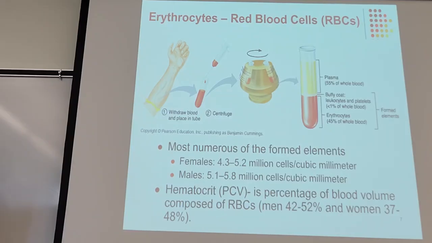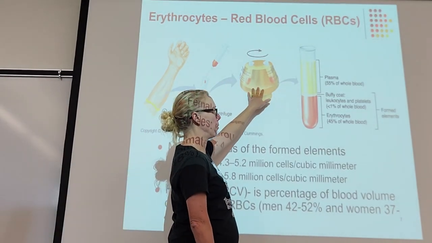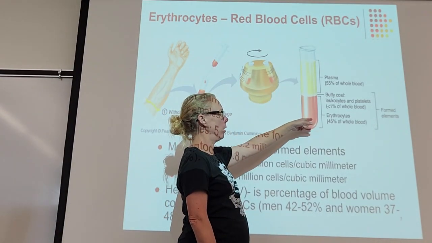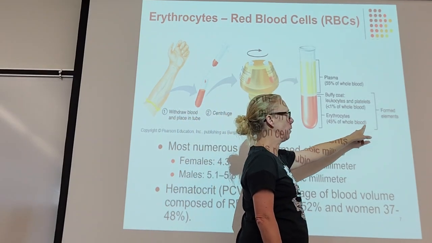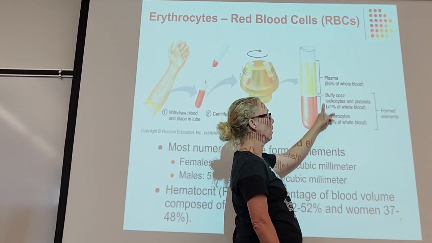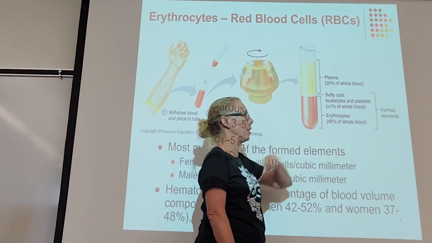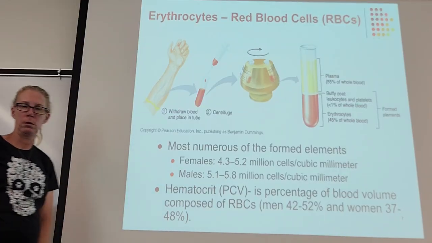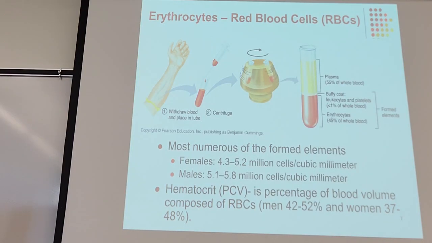Interestingly enough, if they take a vial of your blood and throw it through a centrifuge, red blood cells weigh the most. 45% of your whole blood is going to be red blood cells. The remaining 55% is plasma. And less than 1% is going to be white blood cells, which is interesting. I thought we would have a little bit higher percentage of white blood cells. But again, it shows you how important red blood cells are for oxygen carrying capacity in the body.